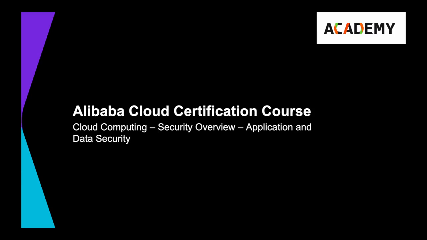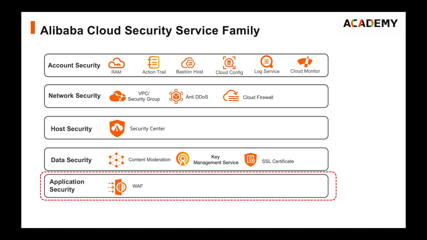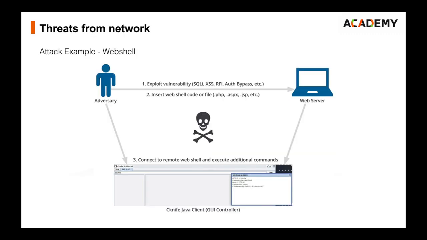Hello and welcome back. Let's now look at application and data security, starting with application security. Specifically, we're going to talk about Alibaba Cloud's Web Application Firewall. So before we look at Web Application Firewall itself, let's take a look at some of the attacks that it's designed to defend against. One of the most common attack types is the web shell.